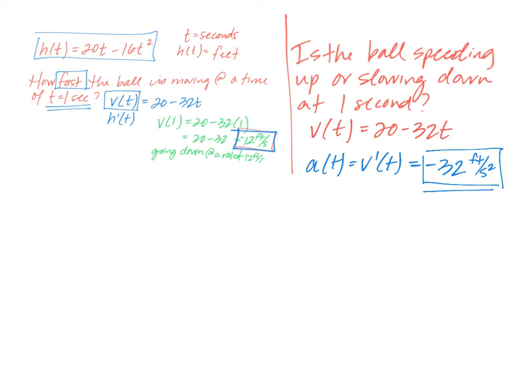Now, these two are working together. The velocity is going down and acceleration is pulling it in the same direction it's moving. Therefore, since they're both negative and working together, the object is speeding up. If one were positive and one were negative, then they would be slowing down.